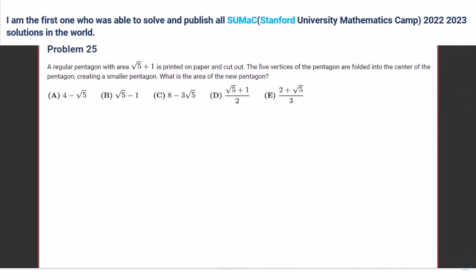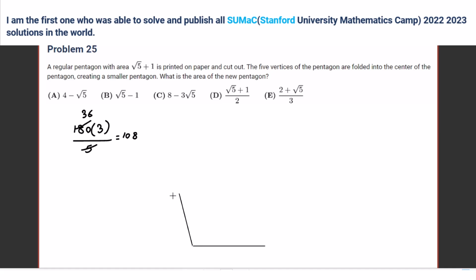So each angle in a pentagon, each angle is what? 108. 108. So (5n minus 2) times 180 over 5. So 36, 108. So let's draw a pentagon. Regular pentagon. The length is 150.